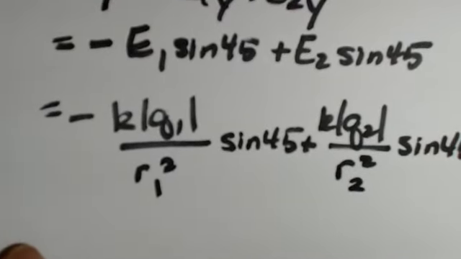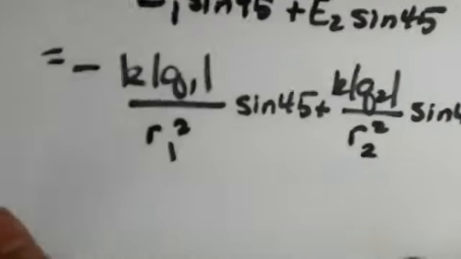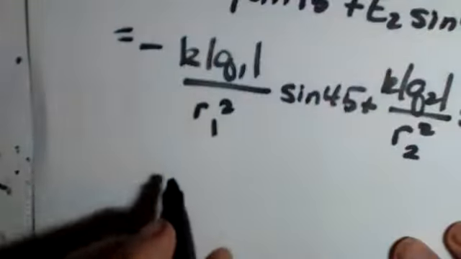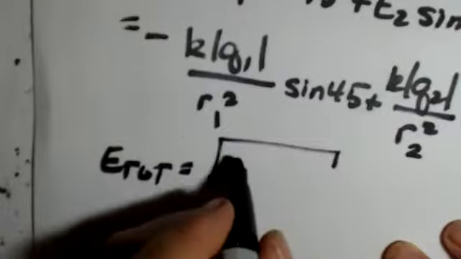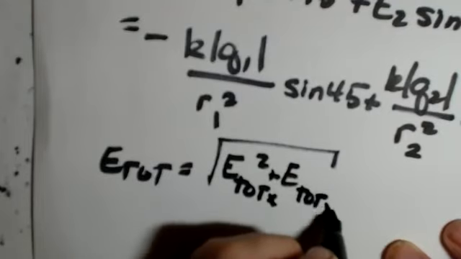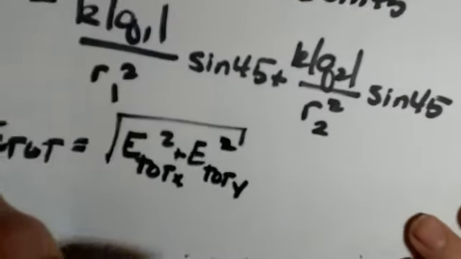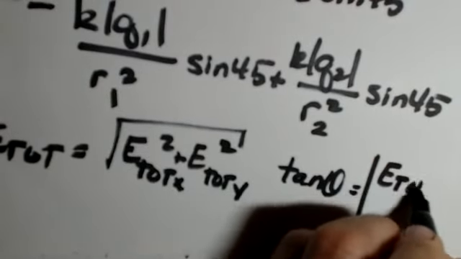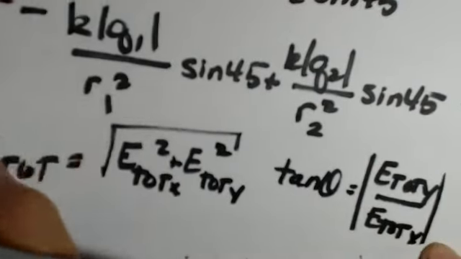Okay, I'm not done. I have to use Pythagorean theorem again because I'm not done yet. So I've got X and Y. So I'm going to do the same thing I did before. E total is the square root of E total X squared plus E total Y squared, just like I did with the forces. And then the angle, tangent theta, is going to be the magnitude of E total Y, the Y component, divided by the X component. So just like I did with the forces, okay?